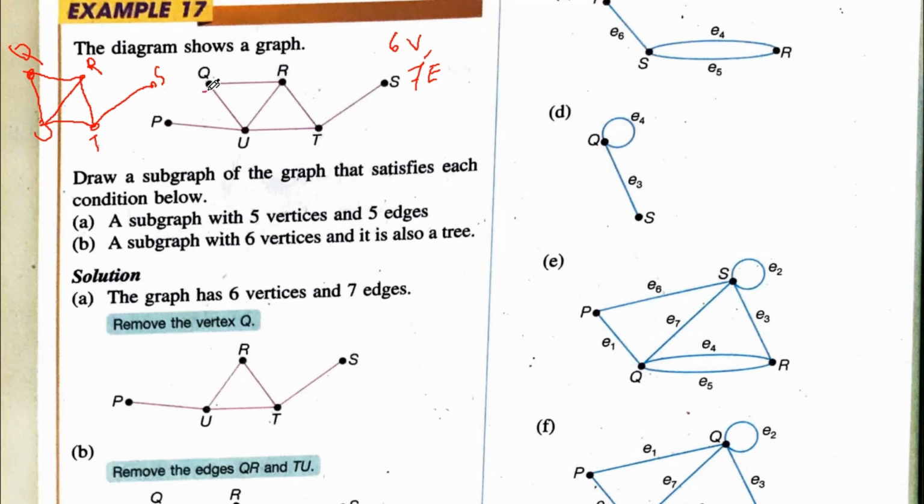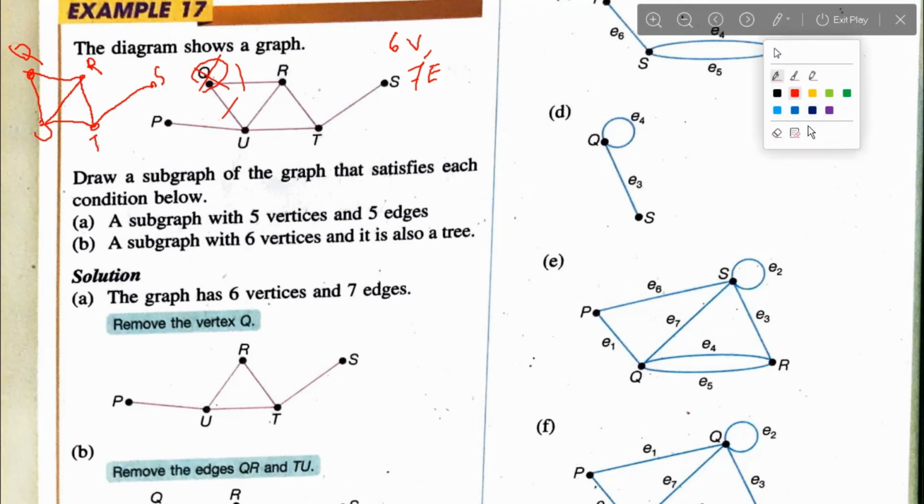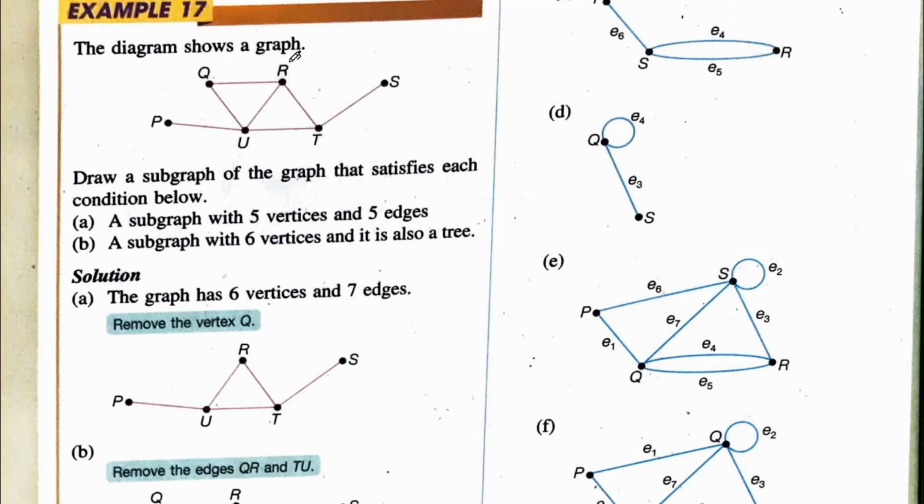We have to remove vertex Q. If we remove vertex Q, then these 2 lines also disappear. So we are left with 5 edges, 5 vertices. Okay, let's say if you want to remove vertex R, then what will happen? If we remove vertex R, then these 3 lines will disappear. So we are left with 4 edges. So we also cannot remove vertex R. So we can only remove vertex Q.